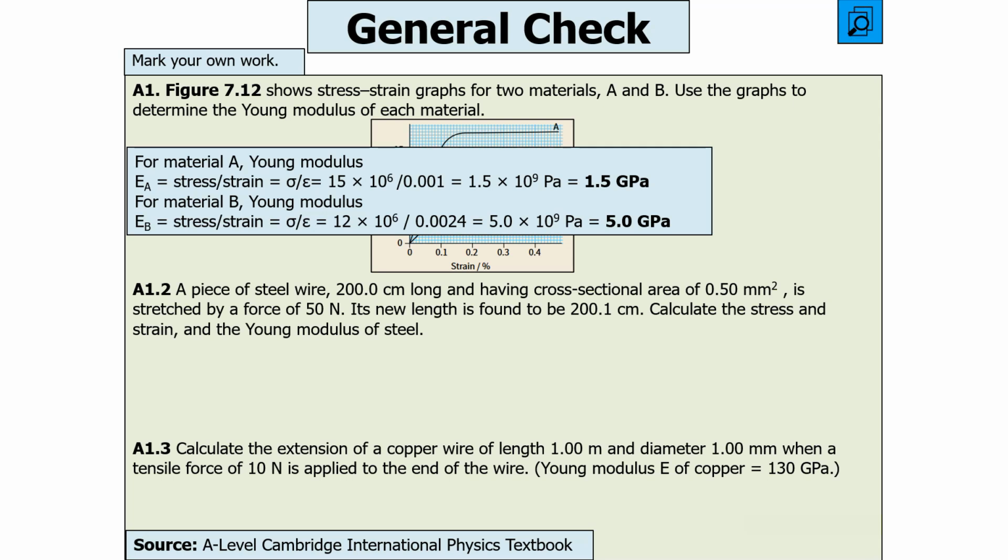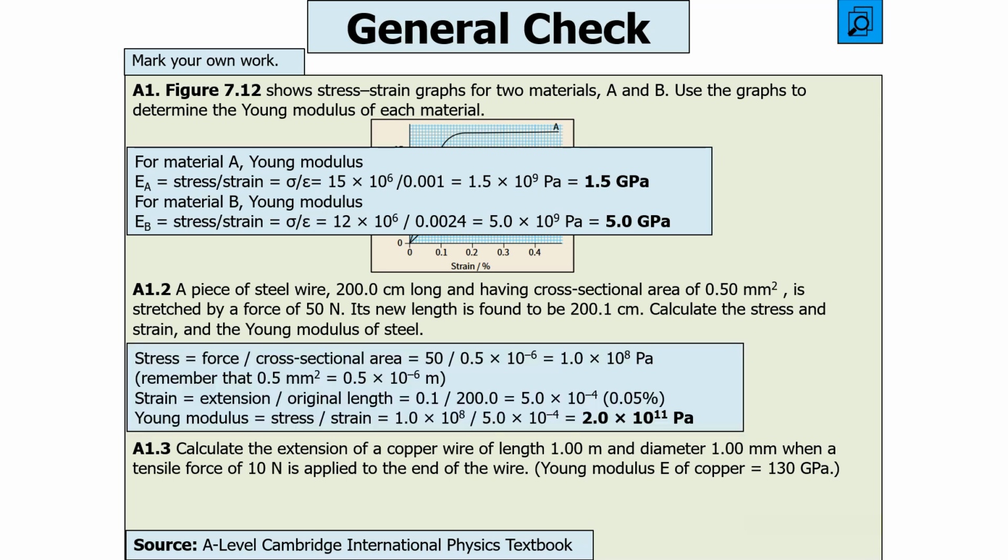So for material A, it's going to be stress over strain for the straight line section, 15 times 10 to the 6 over 0.01, so we get 1.5 gigapascals. And then for B, again, it's the gradient of the straight line section, 12 times 10 to the 6 over 0.0024, so it's 5 gigapascals. In this next one, we know stress is force over cross-sectional area, so it's 50 over 0.5 times 10 to the minus 6, remember millimeters squared into meters squared, so therefore it's 1.0 times 10 to the 8 pascals.